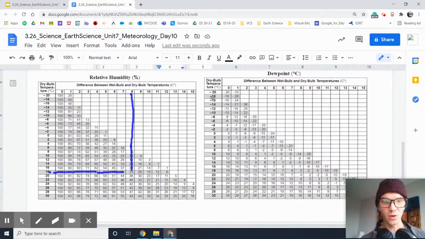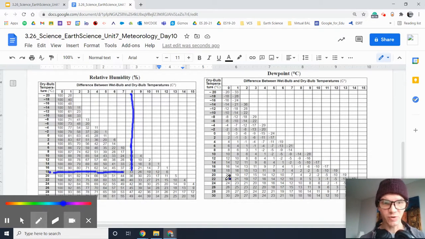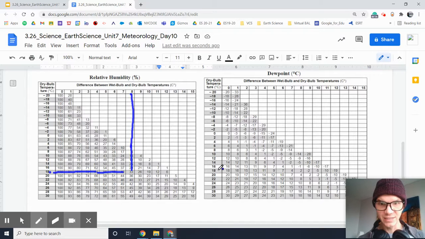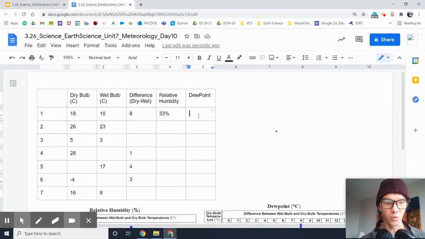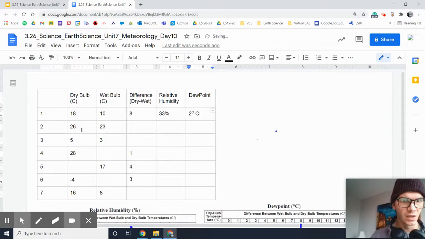Next up, we're going to do dew point, and we use the exact same process. So again, 18 degrees with a difference between the wet bulb and dry bulb of 8. So I'm going to drop it down here. I'll see where these two lines intersect, and the value I get is 2. The unit is degrees Celsius. So for this first one, the dew point was 2 degrees Celsius.